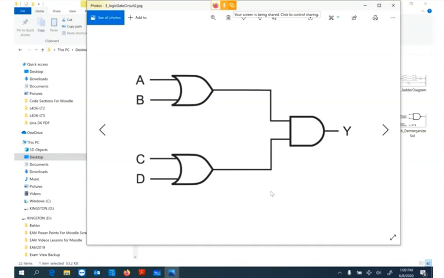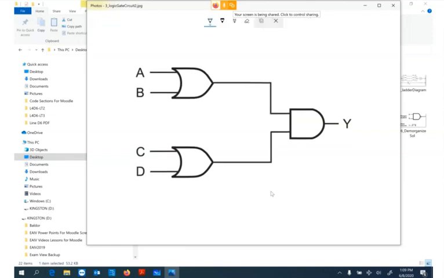So here we're looking at a 2-input or 4-input. We've got 2 ORs feeding an AND, right? So the book has A, B, C, D. That's okay. What you could write is (A or B) and you can put it in brackets, (C or D) equals Y.